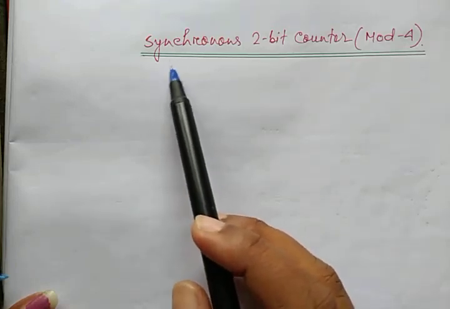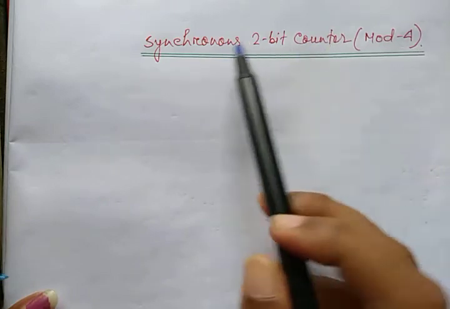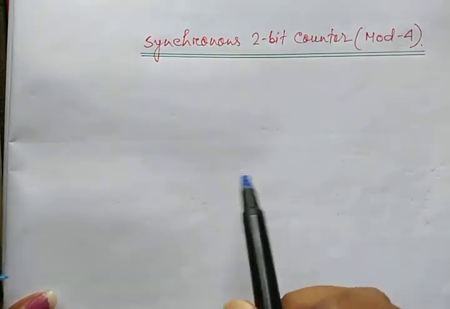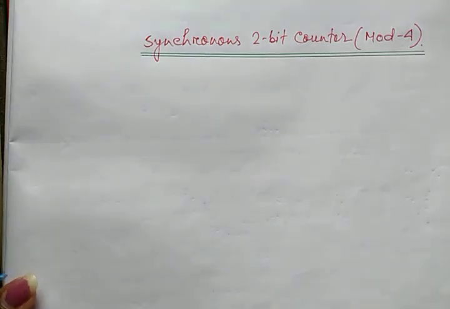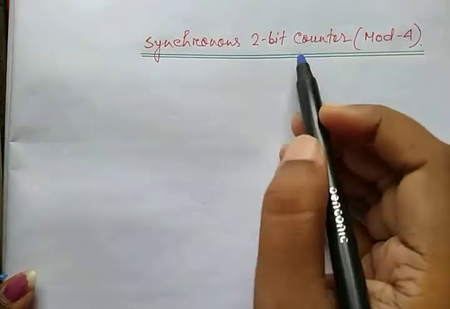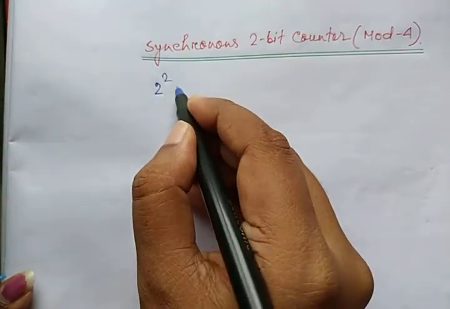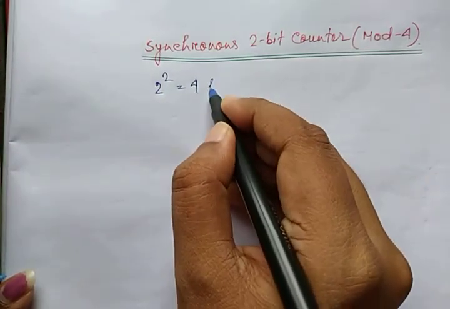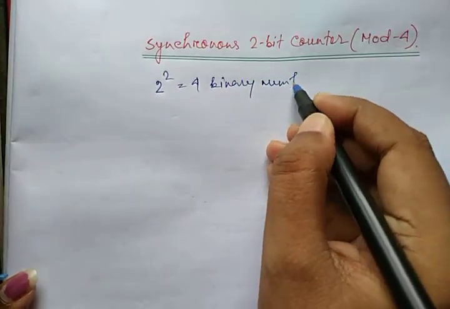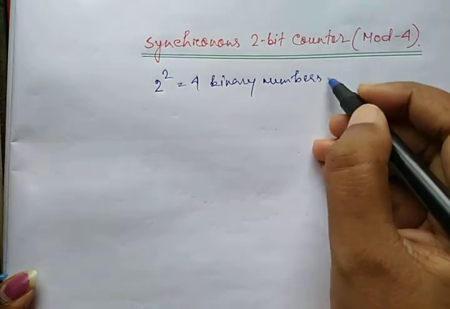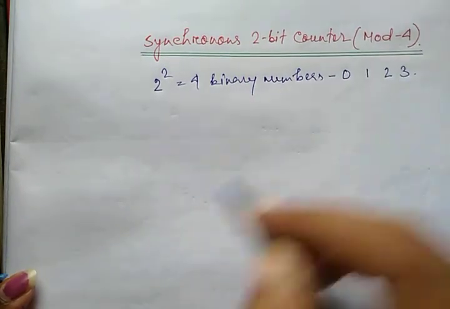Hello students, in this video we are going to learn about synchronous 2-bit counter. As this is a synchronous counter, we know that all the flip-flops used in this counter are connected with the same clock pulse, and as this is a 2-bit counter, it can count 2 to the power 2 equals 4 binary numbers.